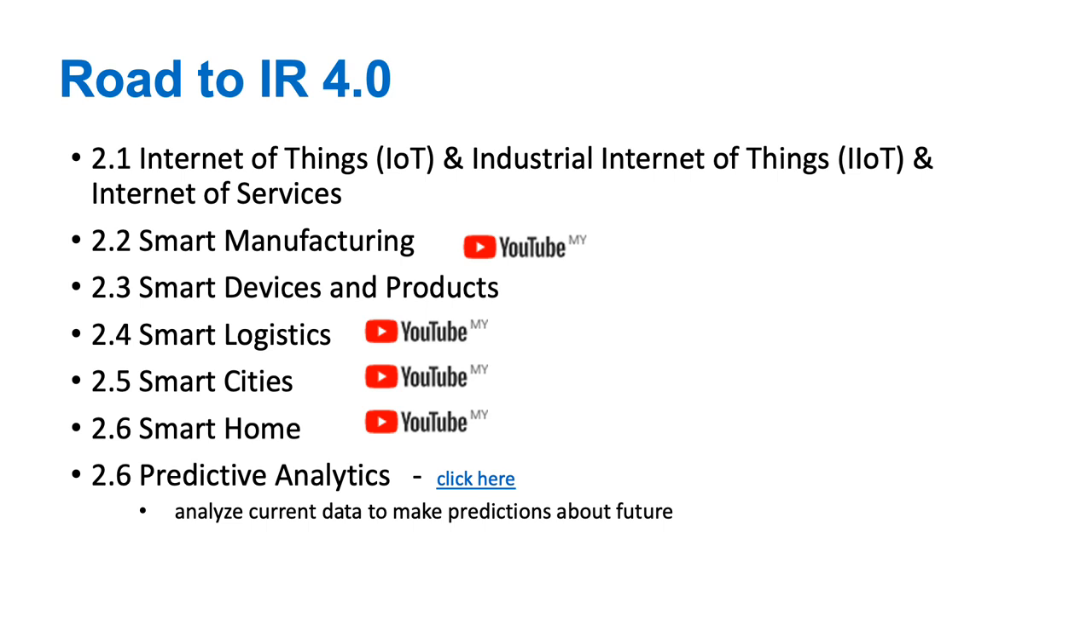Other than IoT, IIoT, and IOS, IR 4.0 also covers smart manufacturing, smart devices and products, smart logistics, smart cities, smart home, and also predictive analytics. Industry 4.0 is changing the way cyber-physical systems behave by expanding the possibilities of digital transformation, where digital and physical technologies are combined and connected to enable flexible, responsive, and interconnected decision capabilities. With the emerging technology revolution, it is certain to have a massive impact on all the fields and industries.